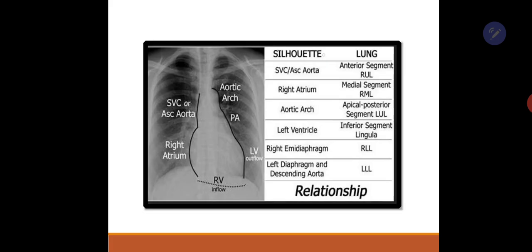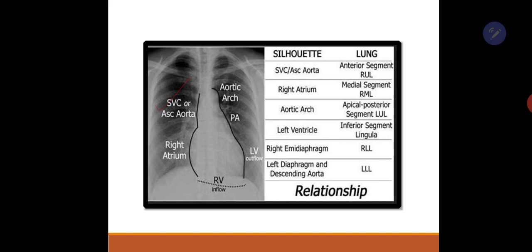So that's what a Silhouette sign means. So what are the lung segments which are in a relationship with the Silhouette? The anterior segment of right upper lung is related to superior vena cava or ascending aorta, and we know where to look for an ascending aorta or superior vena cava on an X-ray. So if there is a pathology involving anterior segment of right upper lobe, we have to look at the superior vena cava or ascending aorta and look whether it is obliterated or obscured.